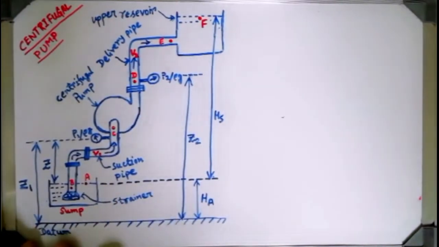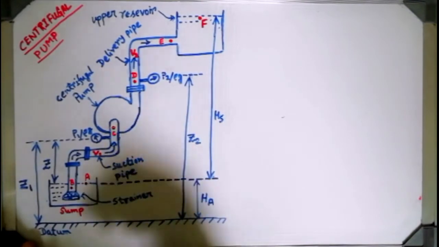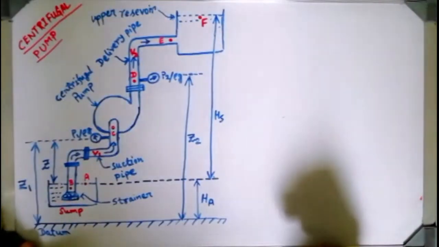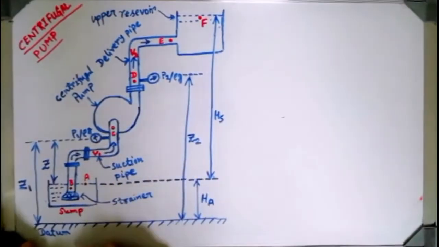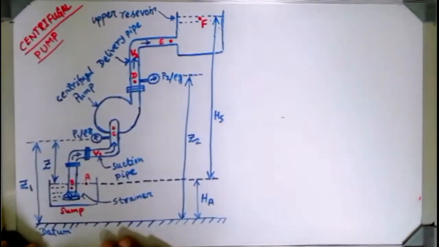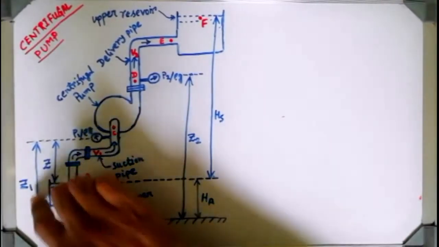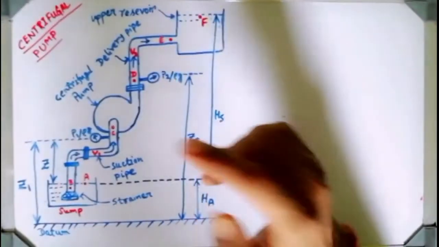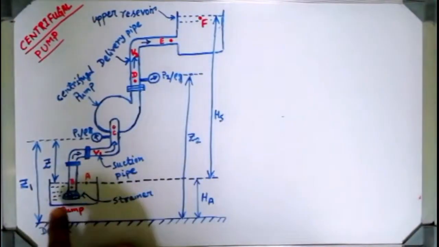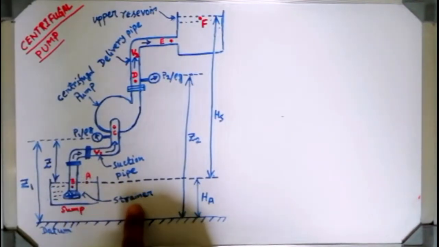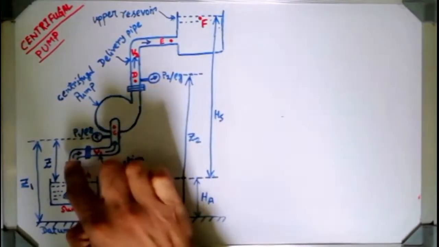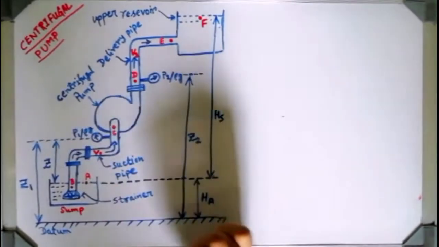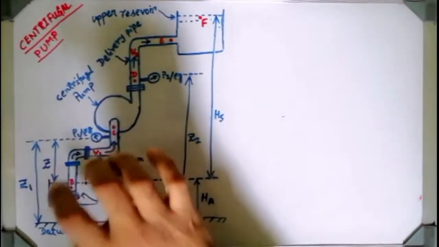And this line represents the datum, the reference surface from where we measure the elevations. You can consider the sump to be at datum, it doesn't matter, but I have placed the sump somewhat elevated from the datum surface. Now see these Z values. Z's are basically the elevations. First see the different parts. From inside this sump, I have drawn a strainer. The strainer will always be there. It is connected to the centrifugal pump suction pipe. This is the suction pipe, the whole pipe is the suction pipe. These parts are basically the joints.